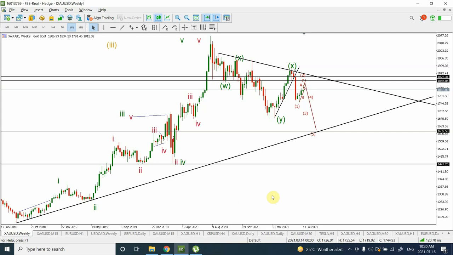In today's video we are going to look through our analysis of gold and silver, and we'll see where the prices are heading and which way the main trend is. As far as the larger trend, or the monthly time frame trend, is concerned, I'm still looking at the price action to be bearish. I'm bearish in gold and I'm bearish in silver.